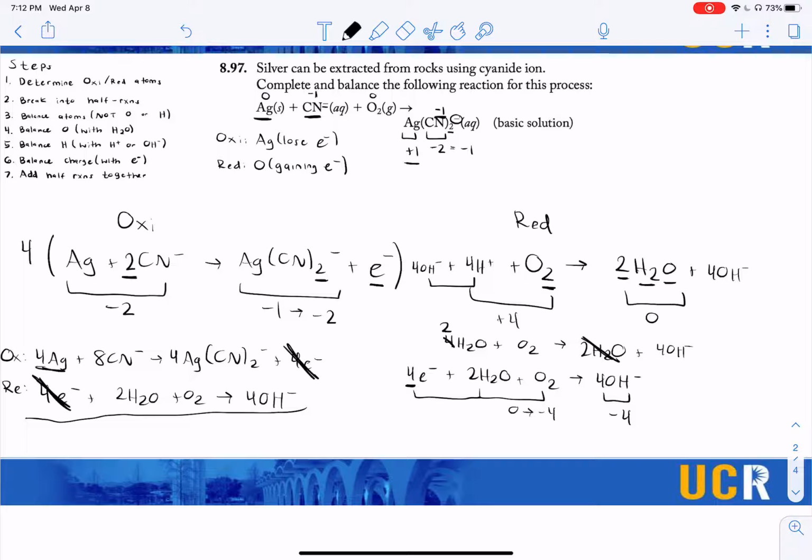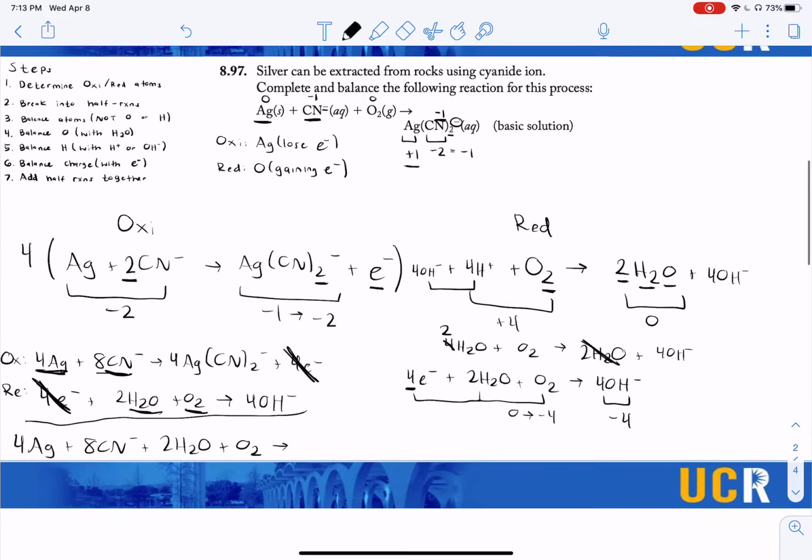So on the left side we have Ag, CN, H2O, and O2. So you have 4 Ag plus 8 CN minus plus 2 H2O plus O2. And that's going to create products of 4 Ag(CN)2 minus plus 4 OH minus. And right here, that is the total net balanced reaction of this redox.